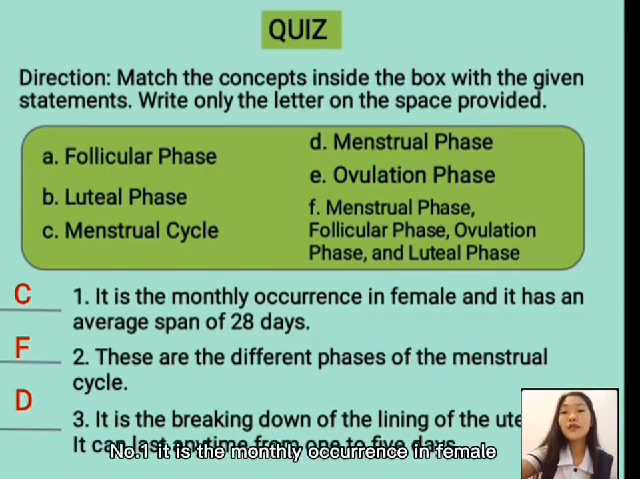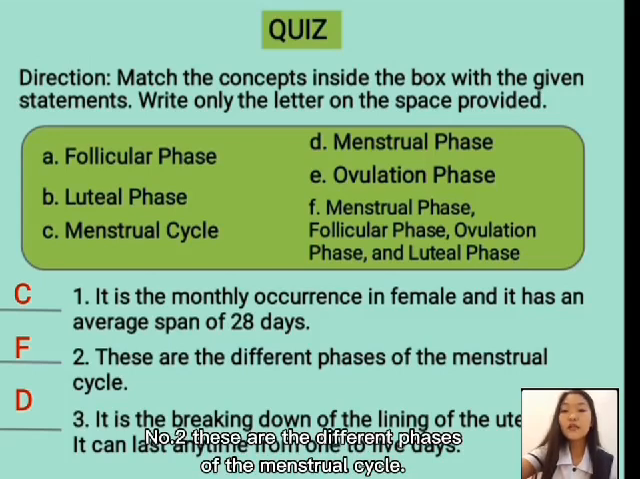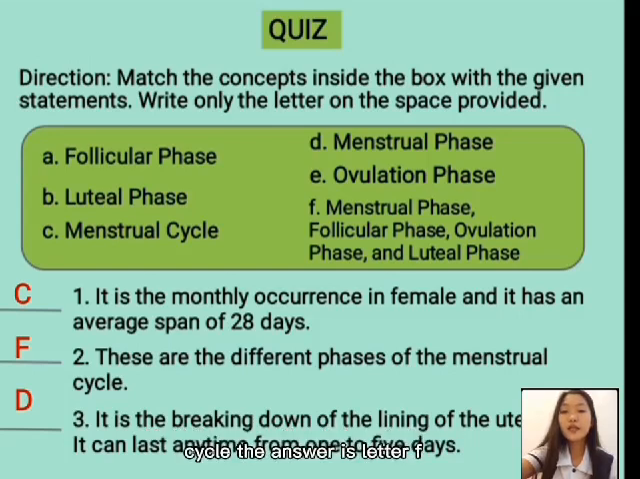Number 1, it is the monthly occurrence in females and it has an average span of 28 days. The answer is C. Number 2, these are the different phases of the menstrual cycle. The answer is letter F. Correct. Number 3, it is the breaking down of the lining of the uterus. It can last any time from 1 to 5 days. The answer is letter D.